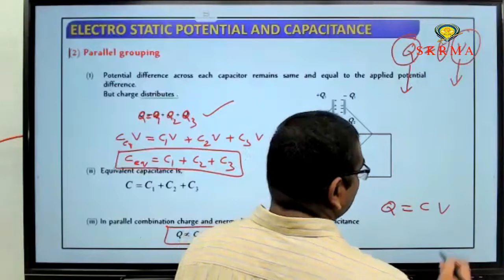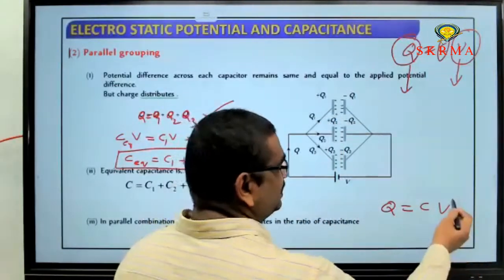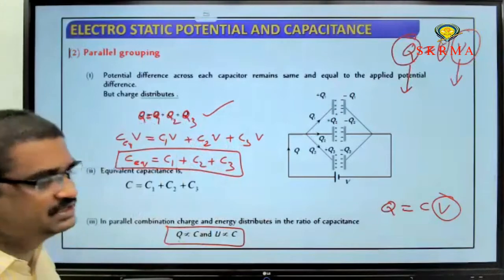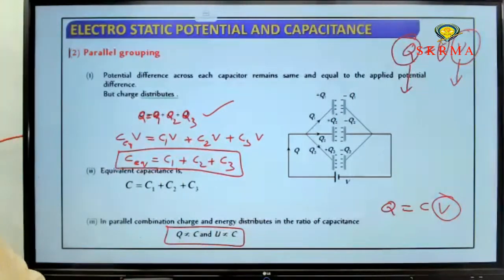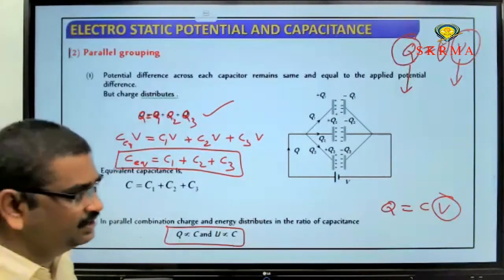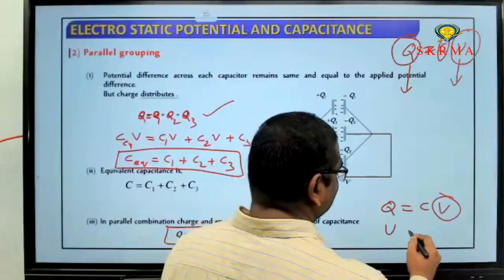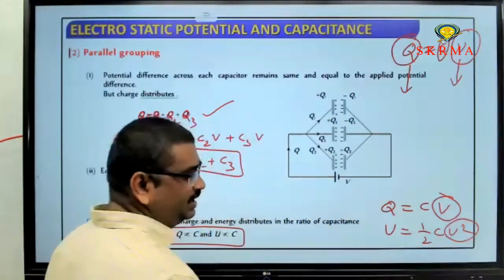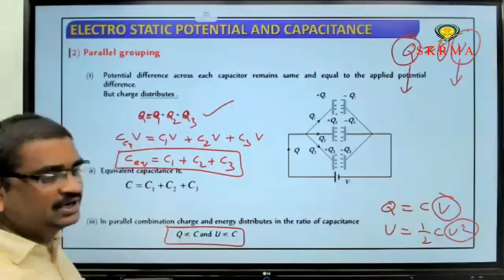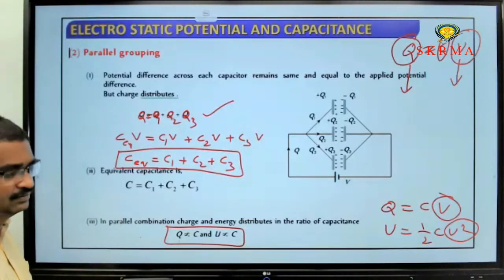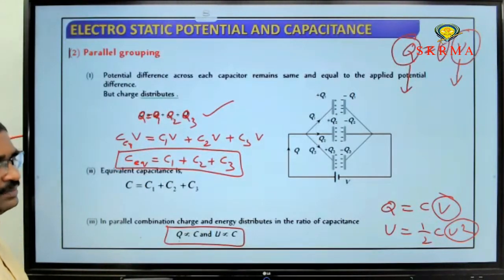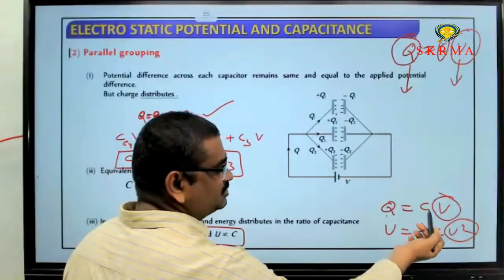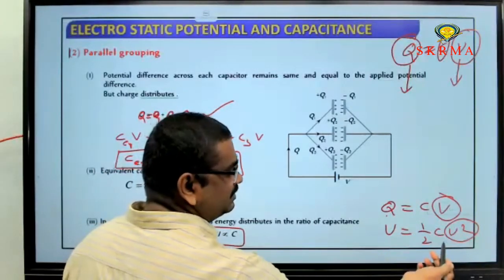Q equal to CV. In parallel combination, which one is constant? V is constant. So we can conclude that charge is directly proportional to capacitance. Next, the energy formula is half CV square. Here also V is constant, so U is directly proportional to C. We can conclude like that. In parallel combination, V is constant, so Q is directly proportional to C as well as U is directly proportional to C.